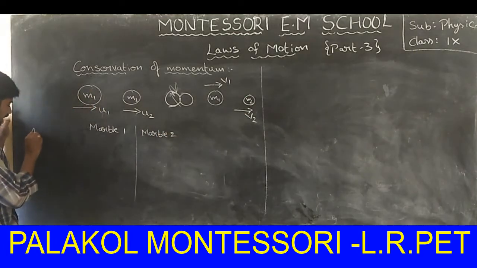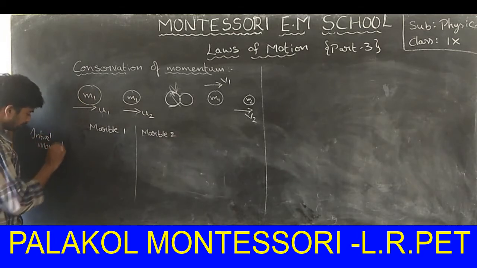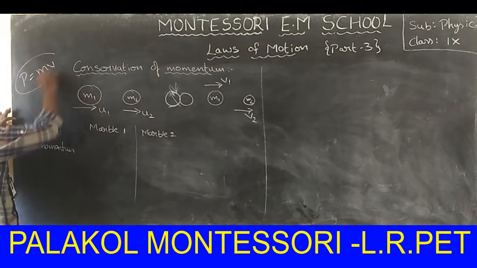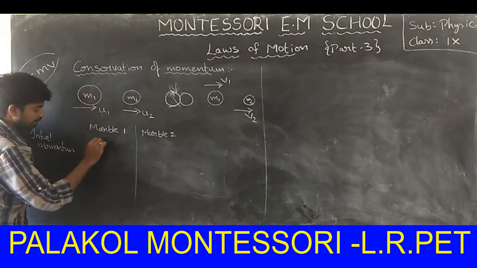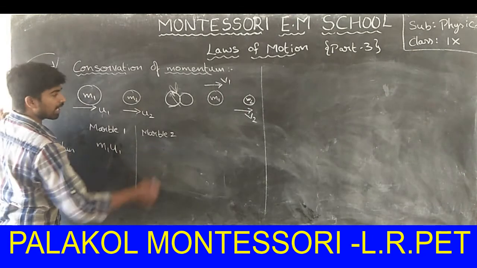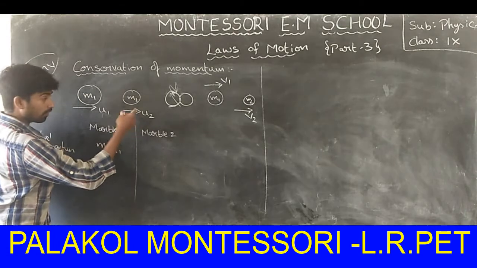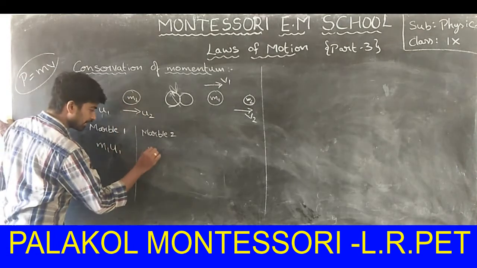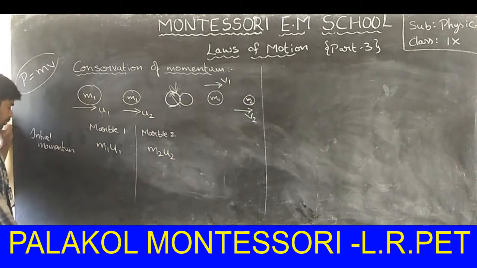So initial momentum means before collision. What is momentum? Momentum P is equal to mass into velocity. For marble 1, before collision, what is the momentum? m1 into u1. For the second marble, what is the velocity? u2. So hence the initial momentum is m2 u2.